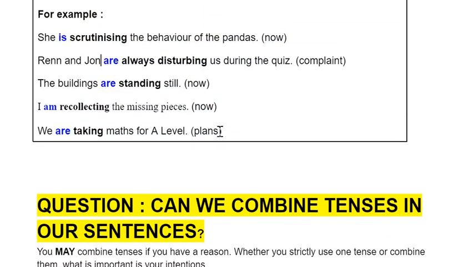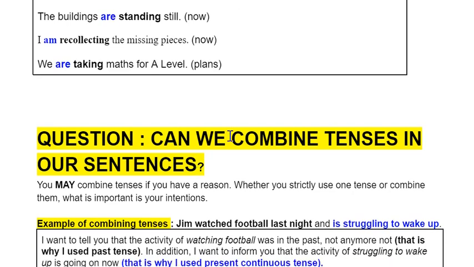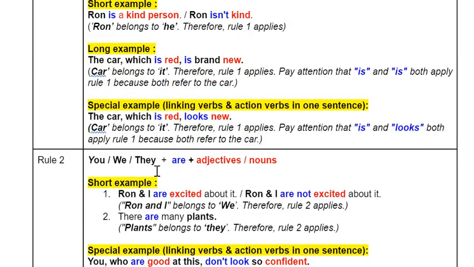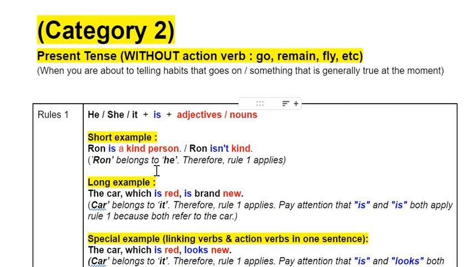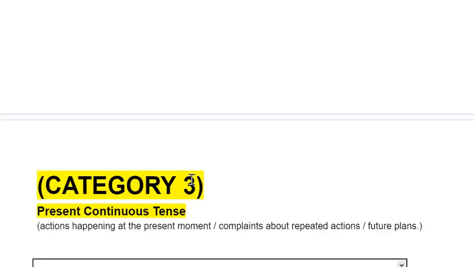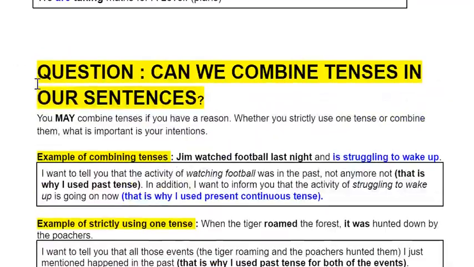Now, since we have learned how to consistently apply the rule of present tense, that leaves us with this one particular question. Can we combine tenses in our sentences? Because you've seen in a longer sentence we have to apply the rule of present tense consistently. We do not mix or combine tenses. Okay, so the answer to that: you may combine tenses if you have a reason. Whether you strictly use one tense or combine them, what is important is your intention.